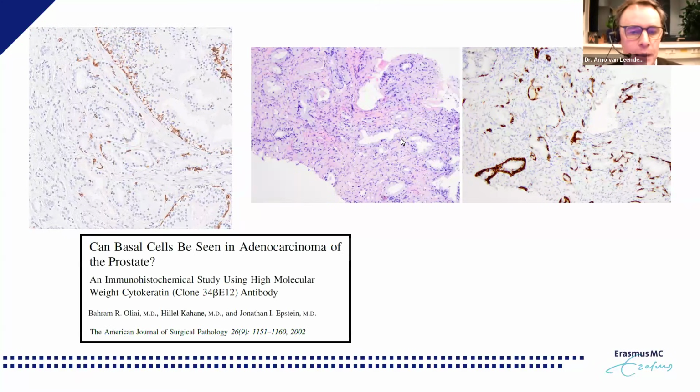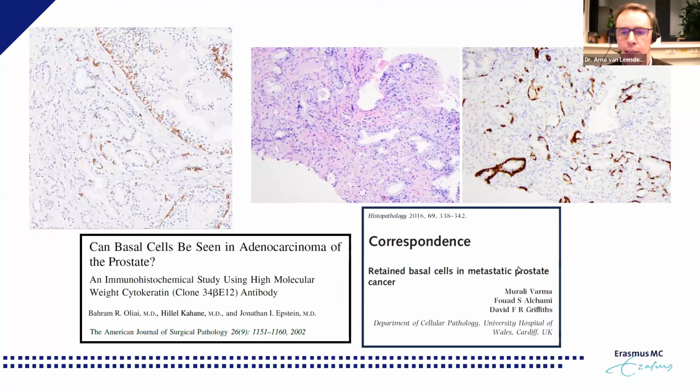Actually, this was recognized already many years ago by the group of Dr. Epstein, who also reported biopsies with clearly invasive cancer but with retained basal cells. And very anecdotally, this has also been found in metastatic prostate cancer, where you have prostate cancer glands that still have some basal cells around them. So how can we explain that? Based on these observations on these invasive adenocarcinoma-like glands, we came to a new hypothesis on how IDC may arise.